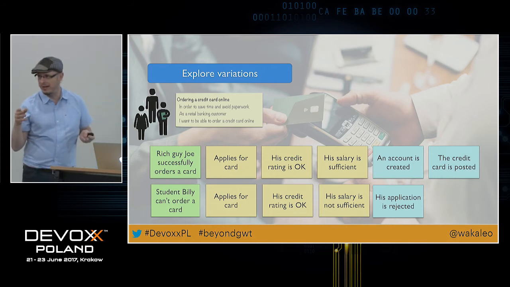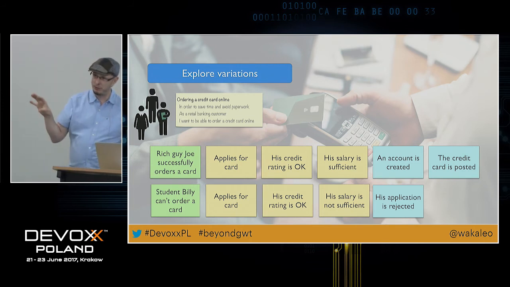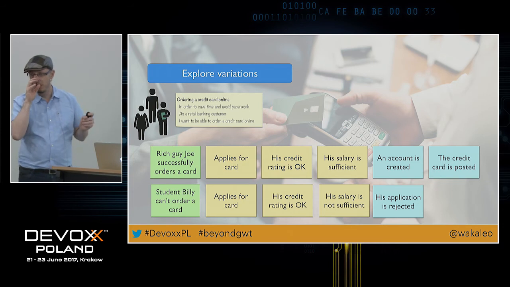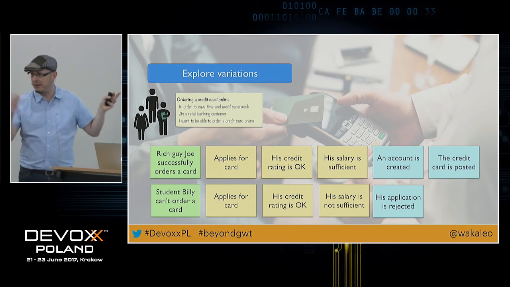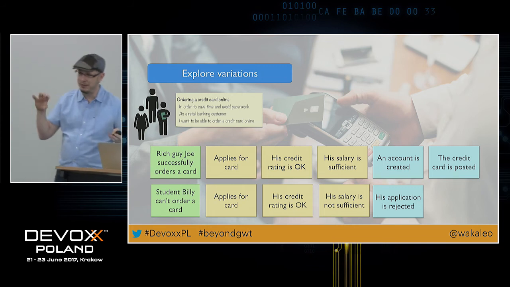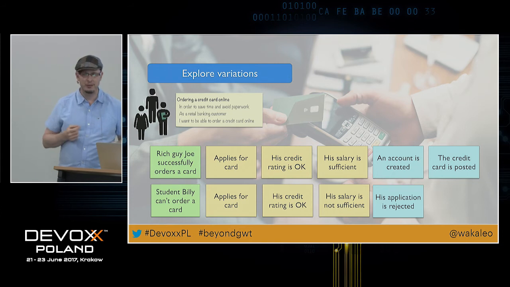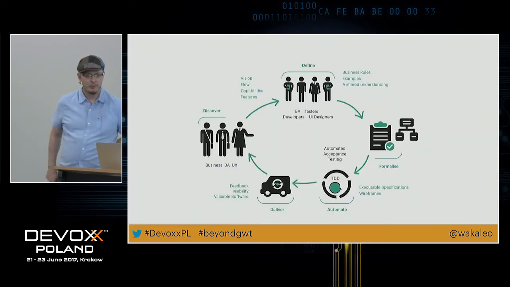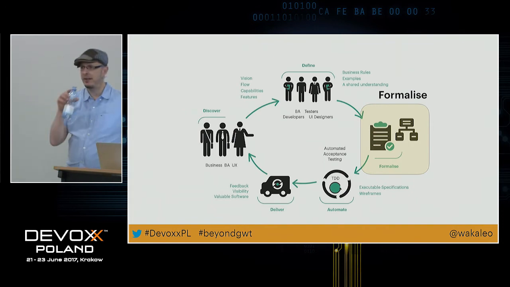Now, he might not have thought of that case if we'd just been going straight into given when thens. But because we're not worrying about the syntax of given when then and so forth, we can just think in conceptual terms. We can just think of business flow, of rules and so forth. So we'd say his credit rating is bad. That's another business rule. He has to have a minimum score in the credit rating. So this all happens before the formalized stage.